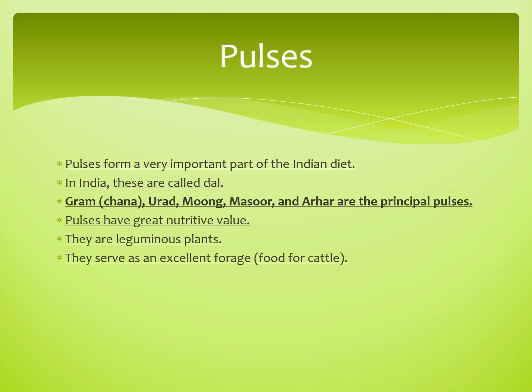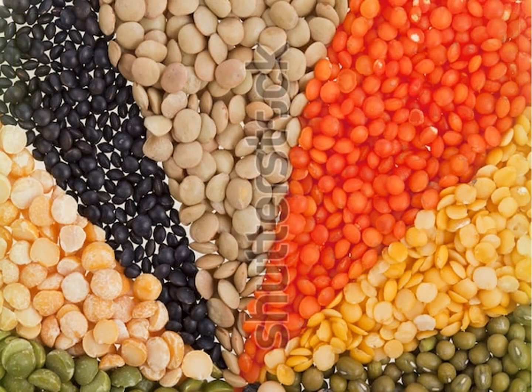Pulses are leguminous plants with root nodules which fix and utilize atmospheric nitrogen in the soil. They are rotated with other crops to maintain or restore soil fertility. They serve as an excellent forage. Forage means food for cattle. And these are some multicolor pulses which are very healthy, tasty and regular food items in our kitchen.